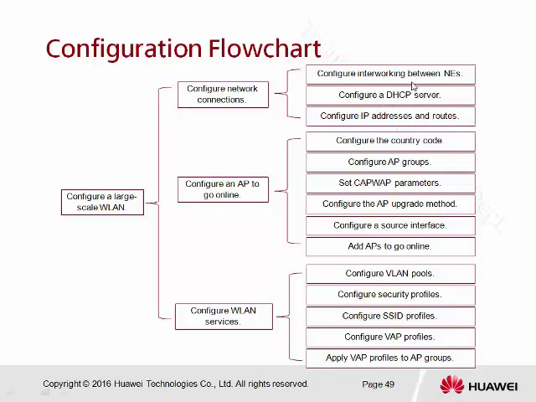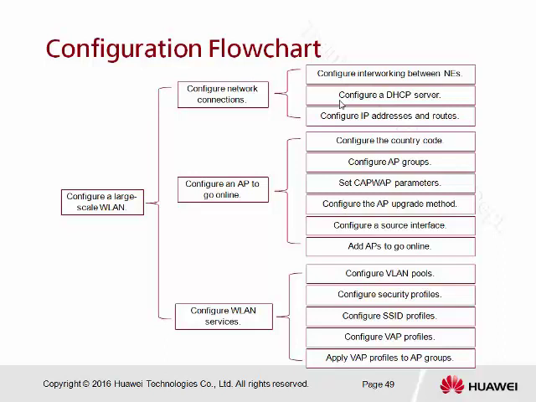Configure the interworking between the NEs. Configure a DHCP server. As I keep mentioning earlier on, all the IP devices, when they want to go online, they require an IP. So if we don't use static IP configured on our IP devices, then everyone will depend on the DHCP server here. Okay, the third one, configure the IP address and the route. Don't forget to configure some of the routing.